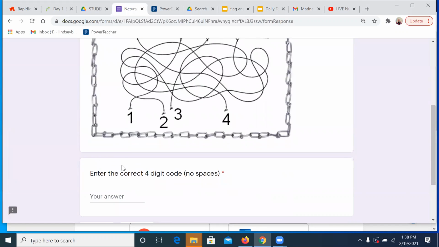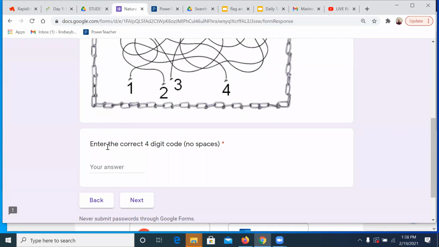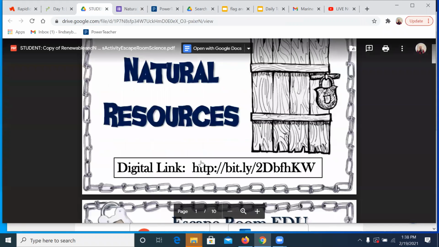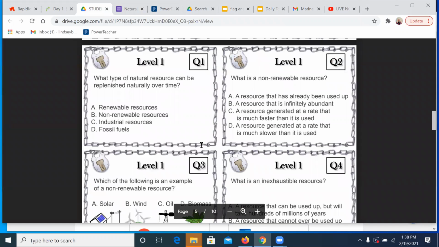So when you click it, there are 5 different levels. You're going to have to enter the 4-digit code here. So when you answer your questions, it's like this right here. So here are level 1's questions. There are 4 of them. So you're going to answer the question.